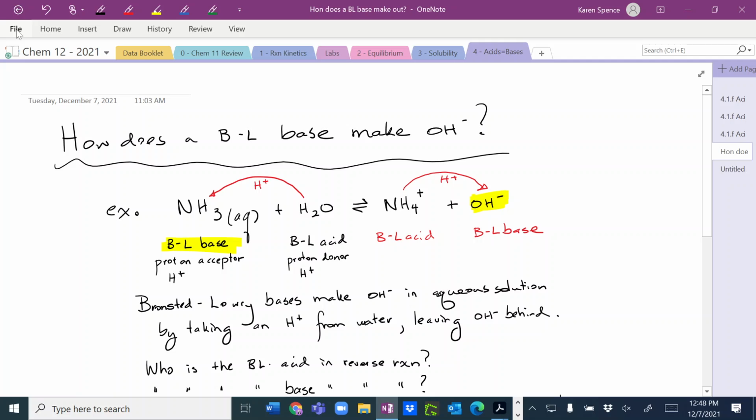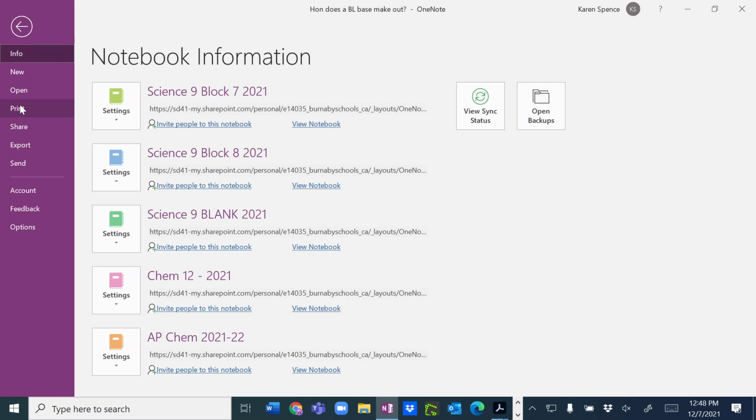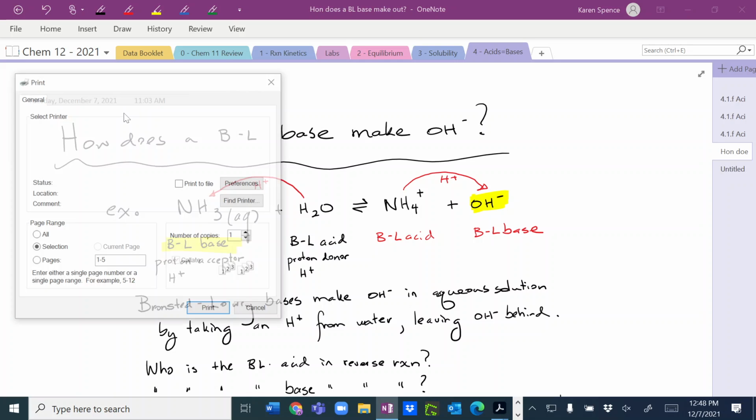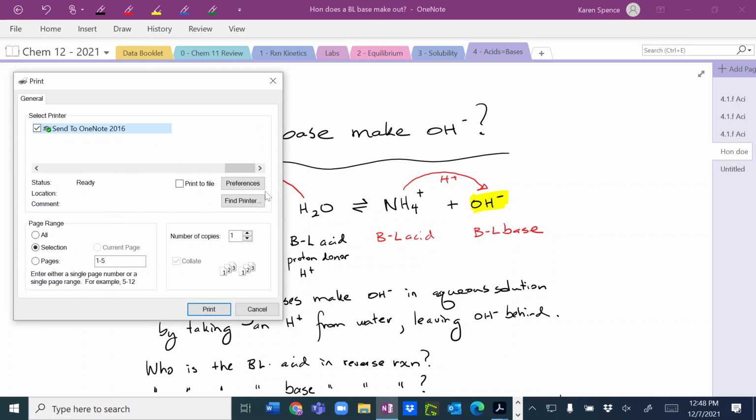And I'm just going to print this really quickly for myself so I remember it. I should have done this at lunch, but I forgot to. I do not want to send it to OneNote. I want to send it to the science printer.